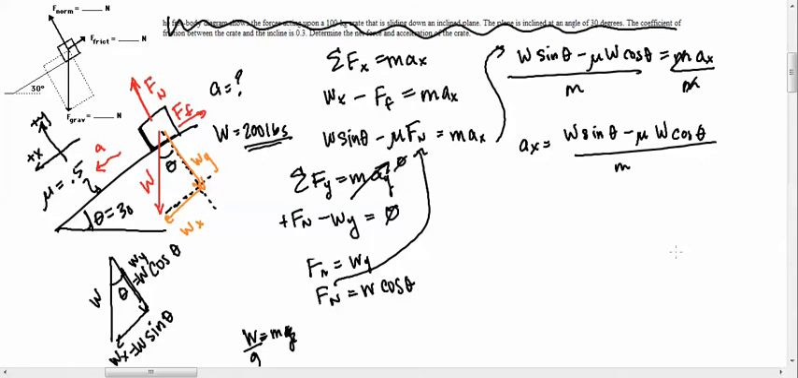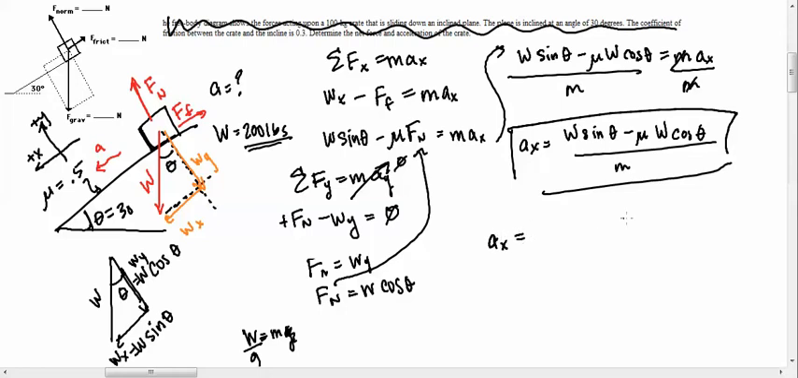You guys want to see something really interesting? Okay, this is my answer. But do you want to see something that would trip me out? Here's the thing that I look at and just think, wow, that's really cool. W is equal to mass times gravity, right? So mass times gravity times sine theta minus mu times mg cosine theta all divided by m. If I cancel out m, I can cancel out m.